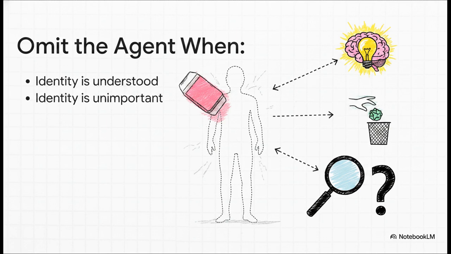Sometimes the absolute most powerful thing you can do as a writer is to remove the doer of the action completely. You can drop the agent when their identity is already completely understood, like the president has been reelected. We all know the voters did it, right? You drop it when the identity is unimportant, like newscasts are translated. It really doesn't matter by who. Or you drop it when the doer is entirely unknown, like an error has been made in the computer.